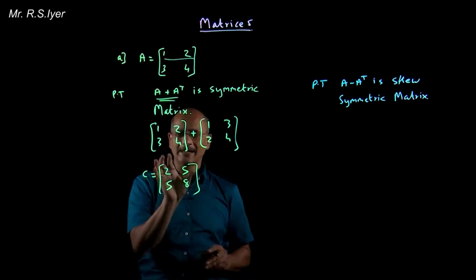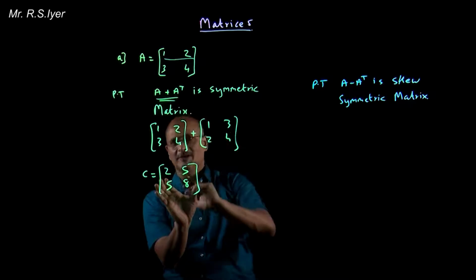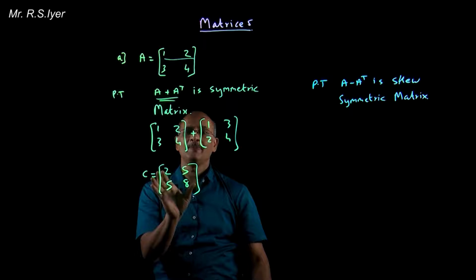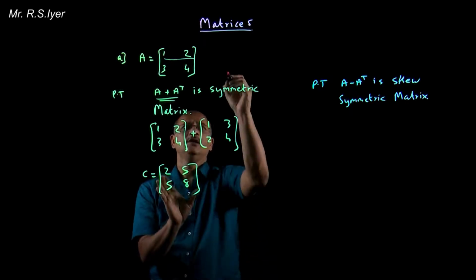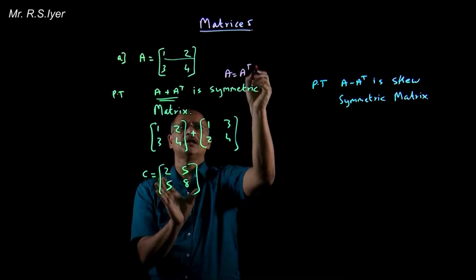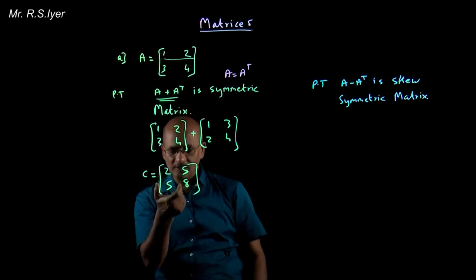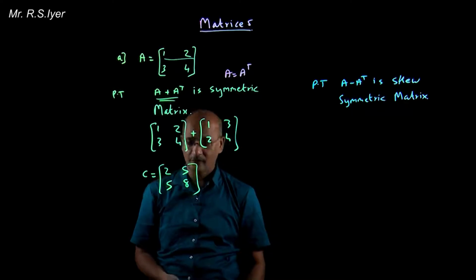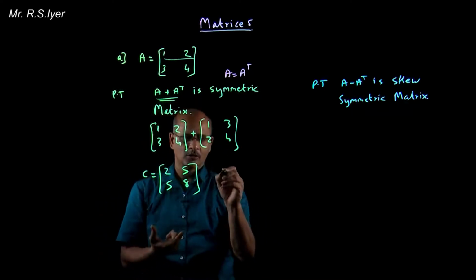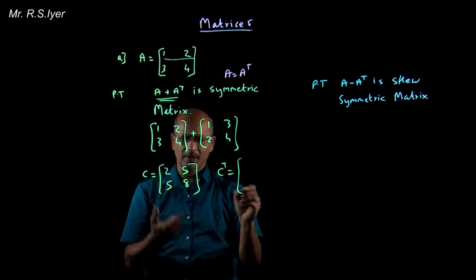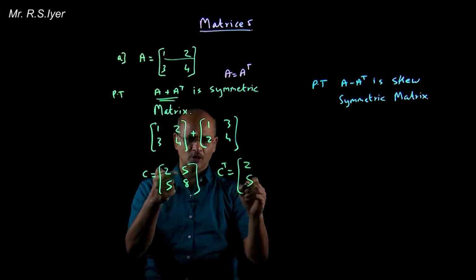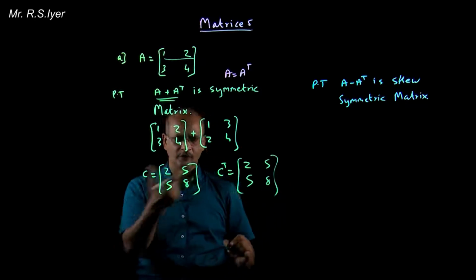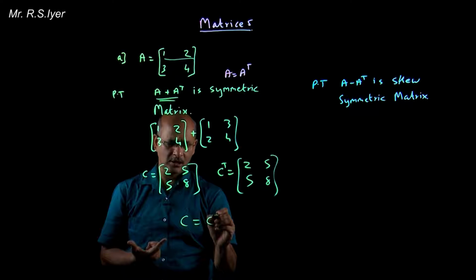Now they are telling prove that this matrix C, which is A plus AT, in other words, prove that it is symmetric. So you all know a matrix is symmetric when A is equal to its transpose. So in short, I have to prove C is equal to its transpose. Keep that in mind. So what is the transpose of this C? Let us see this part. So C transpose is nothing but, so first row will become first column, 2, 5 will become 2, 5 here, and 5, 8 will become this thing. Now if you carefully observe here, C is equal to CT.